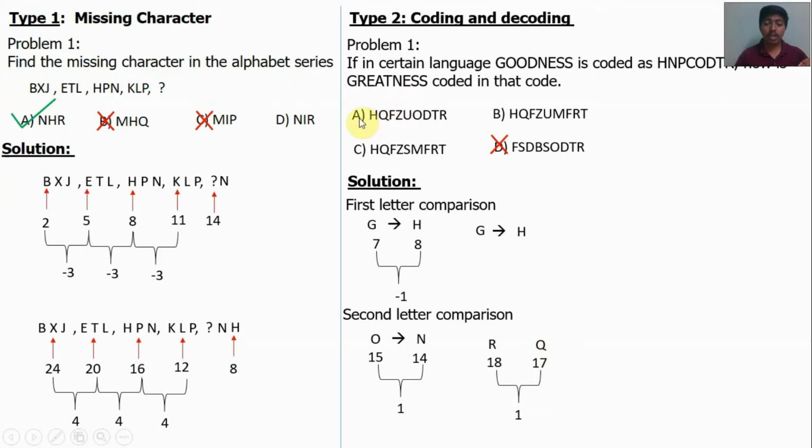In option A, the second letter is Q. Option B, second letter is Q. Option C also has second letter Q. Then compare the third letter. Before that, check the third letter of all the options. In option A, the third letter is F. In option B, the third letter is F. In option C, the third letter is also F. So we cannot eliminate by comparing the third letter.